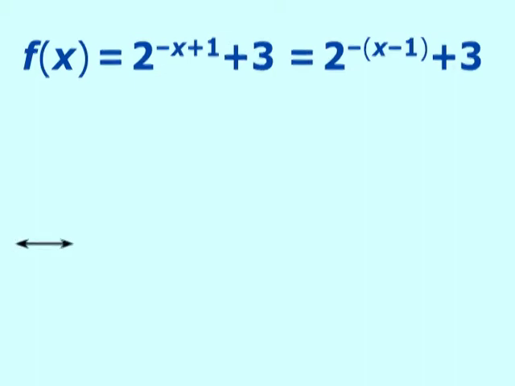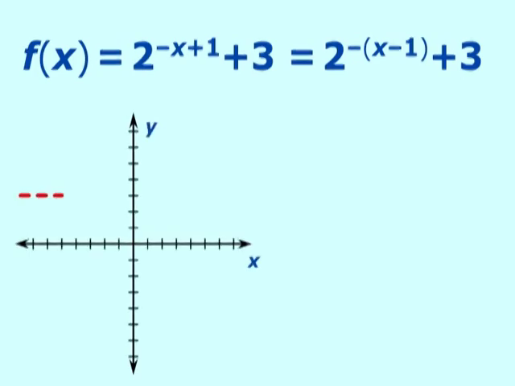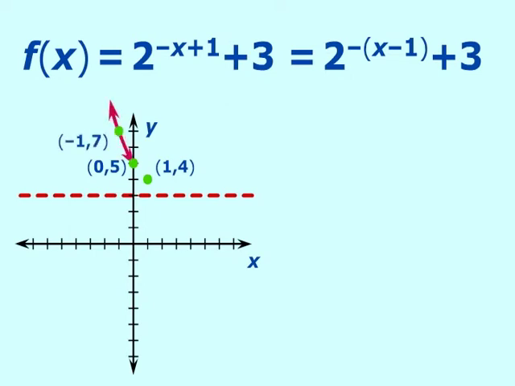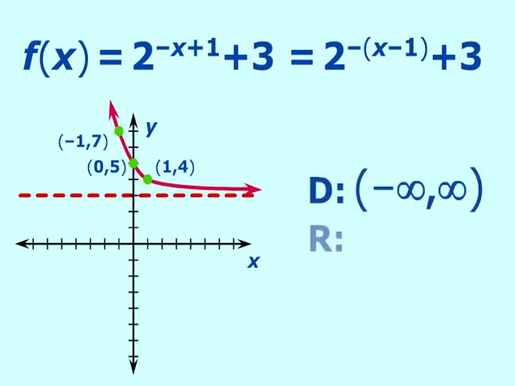So to graph that, we will have to do our exponential function, move it up 3, and again we can just change that axis to move it up 3. So along the horizontal axis, that will be our asymptote. We will have a point at 1, 4, 0, 5, and negative 1, 7. And putting all that together, we will have a graph that looks like this. Now the domain on our exponential function has not changed, so it's negative infinity to infinity. Our range, of course, has changed because we have moved up 3, so that becomes 3 to infinity. And that concludes our lesson on transformations.